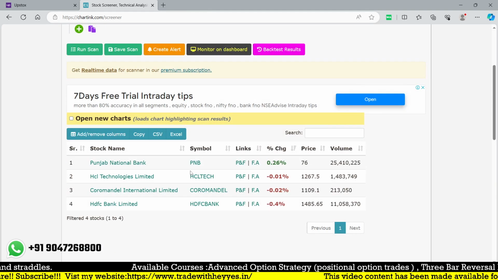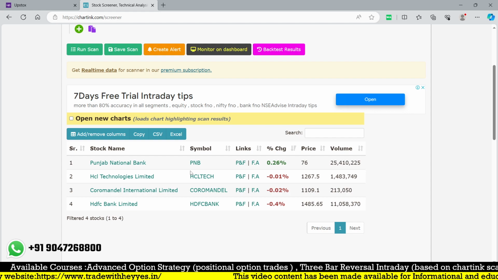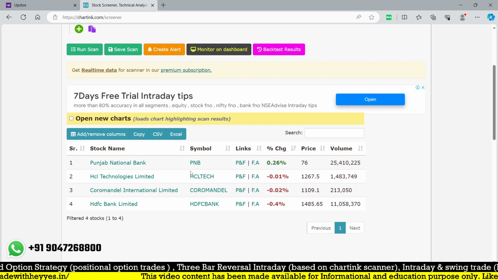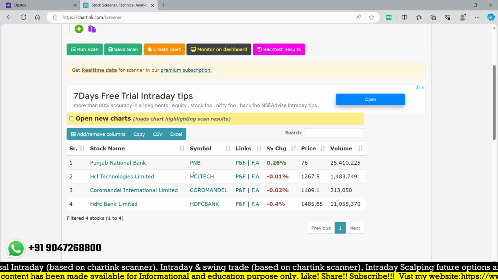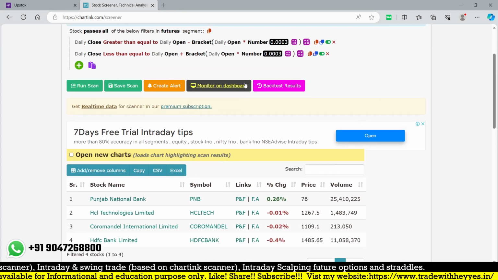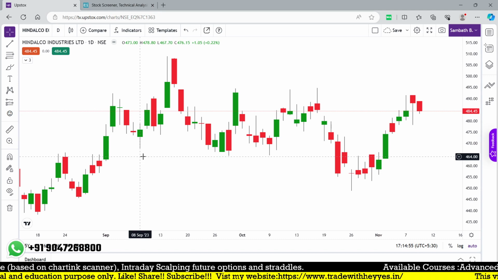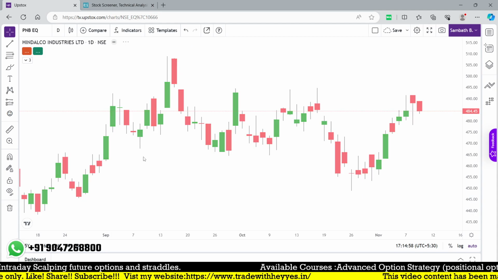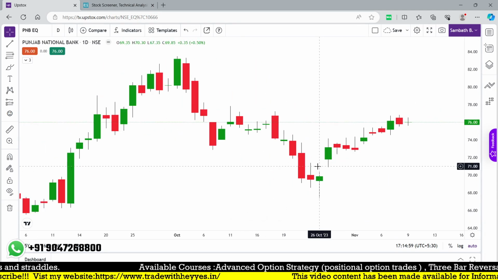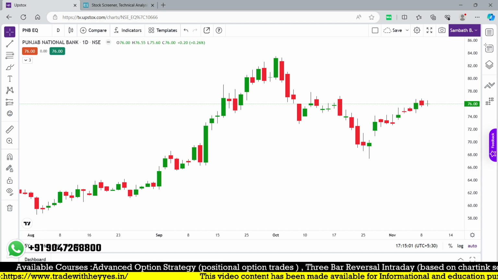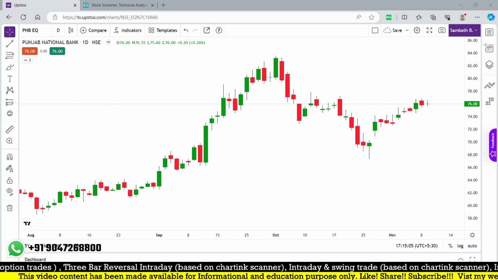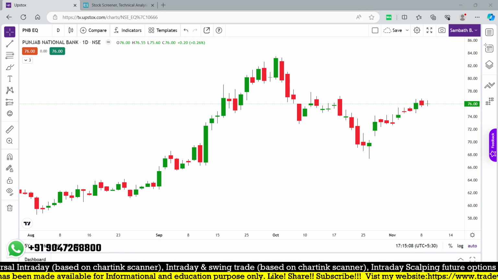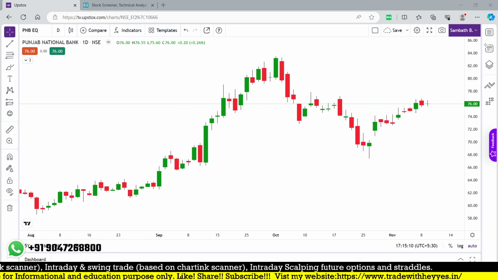Look at this: Punjab National Bank, HCL Technologies, Coromandel and HDFC Bank. These are all the stocks forming a doji candle. If you use these two lines only, it will work for a doji like PNB and HCL Technologies. PNB is a perfect doji. But what happened in this case? This doji is happening at the highest level. We need to understand that. Where the doji happens, it is at the highest level, and we don't want to take a highest level doji.